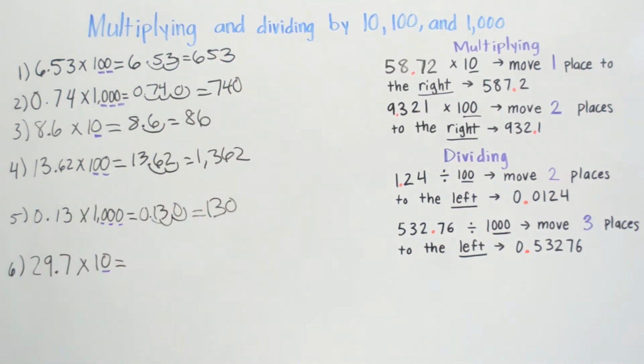On our last example here is 29.7. And we have 1 0. So we're going to move it only 1 to the right. So our answer is going to be 297.